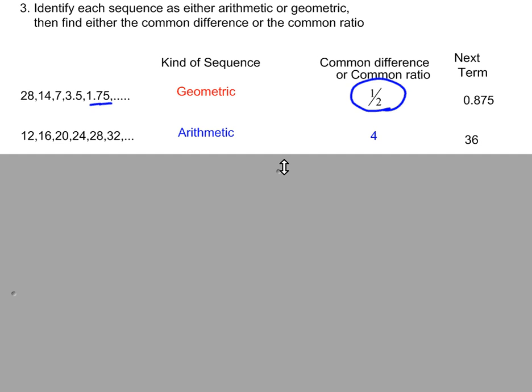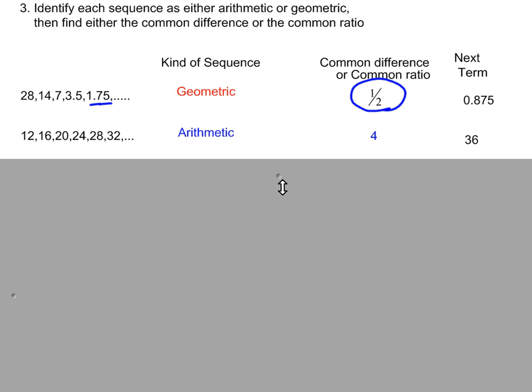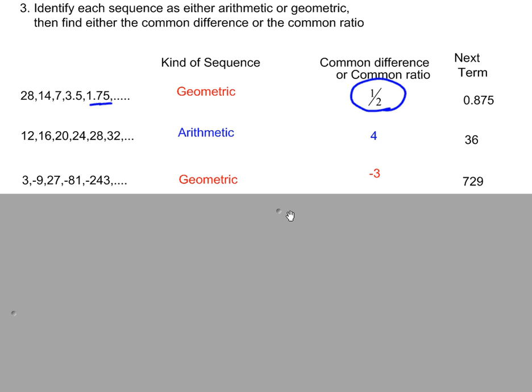Next one's arithmetic. It's going up by 4 each time. The next term would be 36. The next one is geometric. Note that if you divide a term by the previous term, like negative 9 over 3, that ratio is going to be minus 3. Negative 243 times negative 3 is going to be 729.